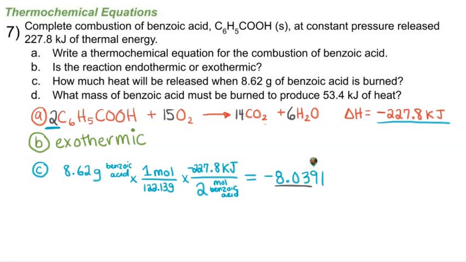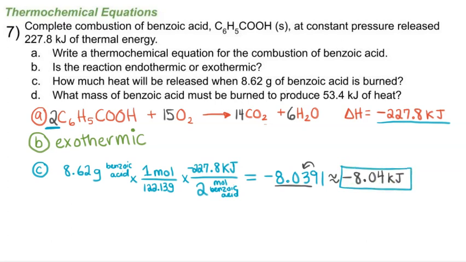So the 3 is actually going to round up and become a 4. So my kilojoules is negative 8.04. And of course that negative sign doesn't mean that our energy is actually negative, it just means the energy is being given off. So there is our answer to part C.